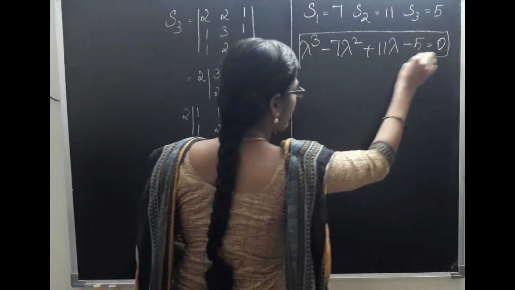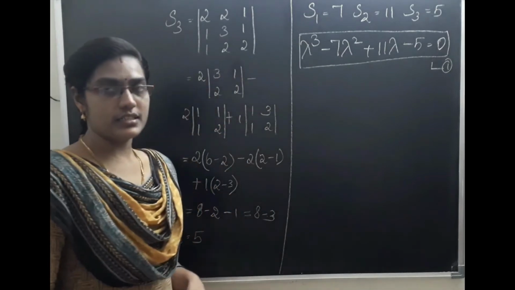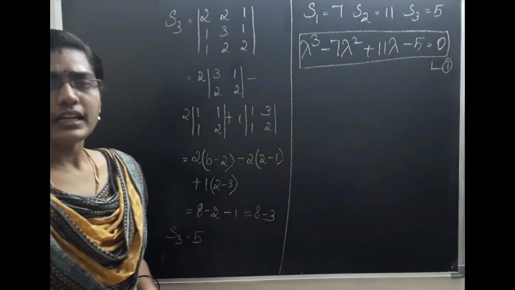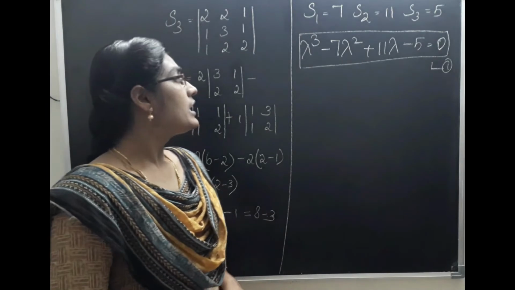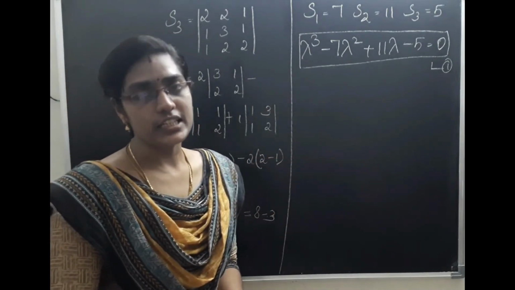Consider this equation as the first equation. This is the required characteristic equation. Next we need to find the eigenvalues. Since it is a cubic equation, we can easily go over synthetic division.